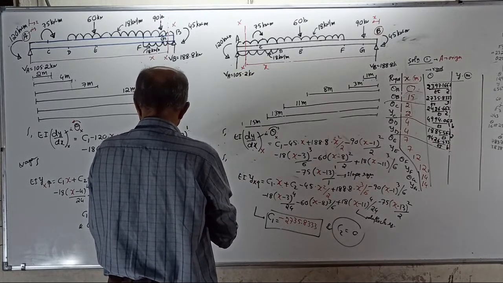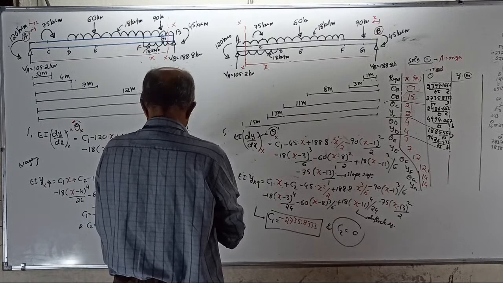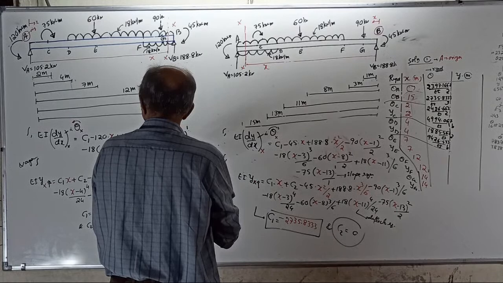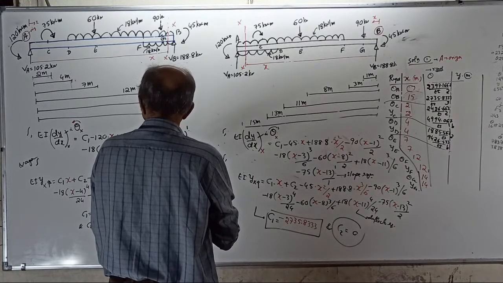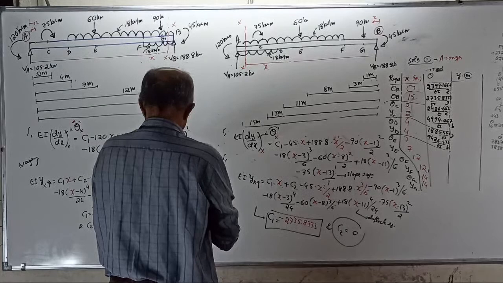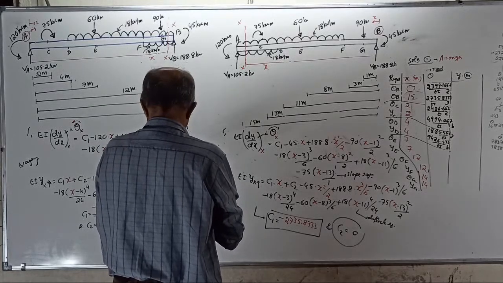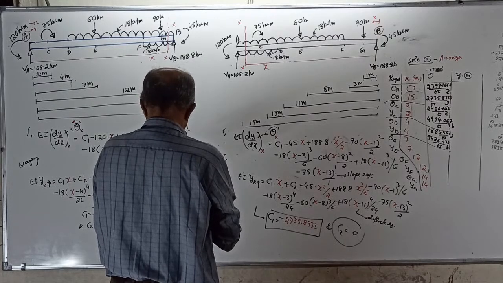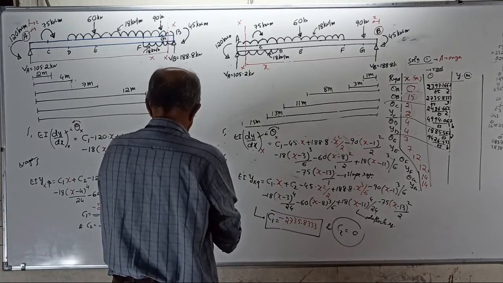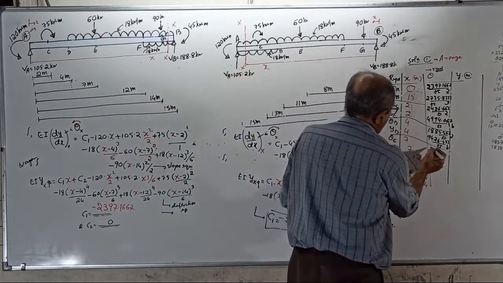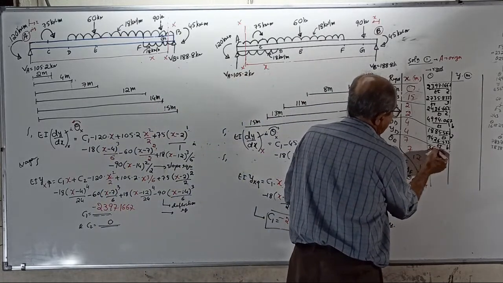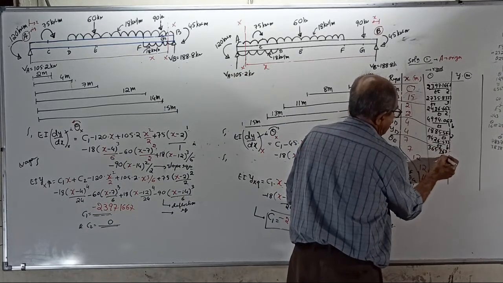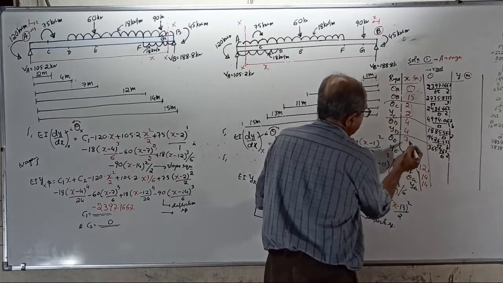Shift store A, C1 minus 120 into 7 plus 105.2 into 7 square divided by 2 plus 75 into 7 minus 2 is 5 minus 18 into 7 minus 4 is 3 cube is 27 divided by 6. That's all. 365.767 by EI radian clockwise. That is the slope at E.